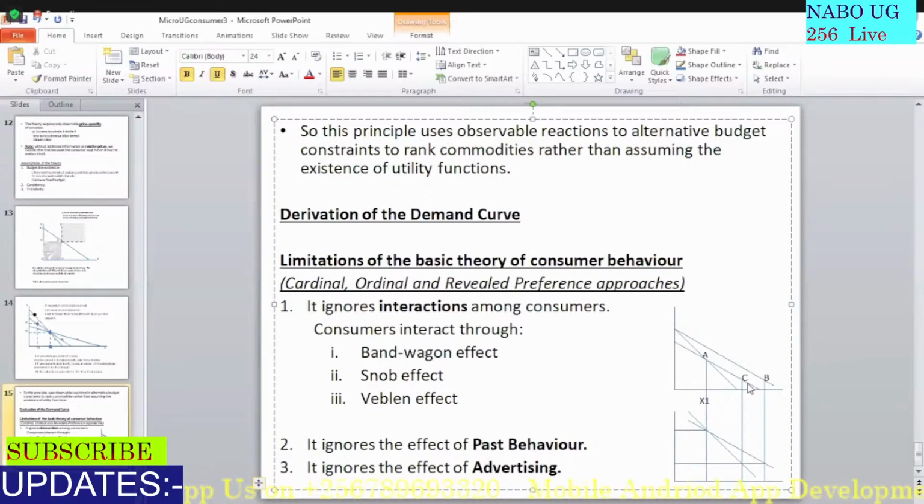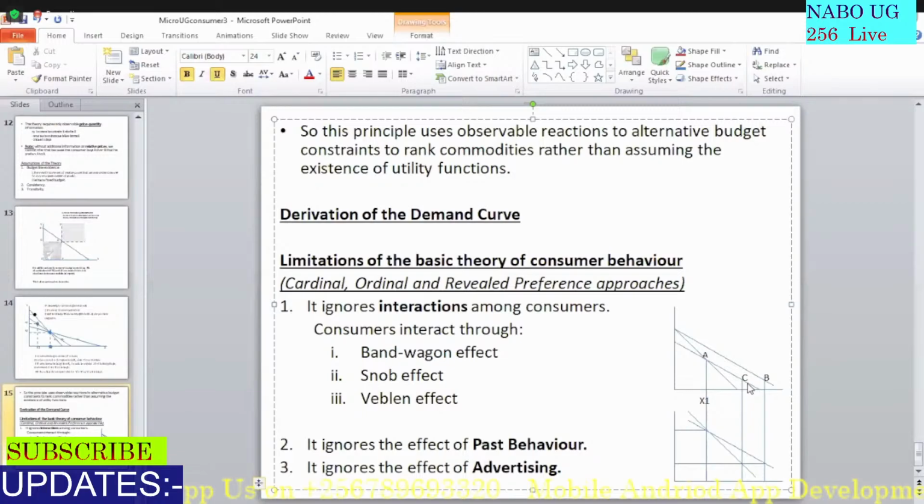Now let's look at other income configurations, other budget lines. When you consider B2, we have combination B. In this case, with B2, the individual will choose B because now A is not affordable. That is the only situation, because on this budget line, he cannot afford A, so he can choose B.